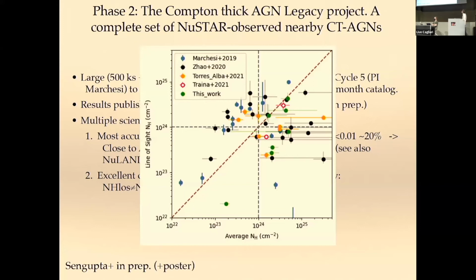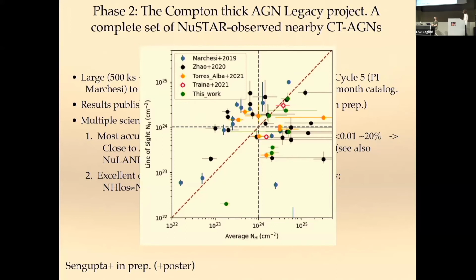On the y-axis, you see the line of sight column density. On the x-axis, you see the average torus column density. The one-to-one relation is plotted as a red dashed line. This is a plot originally from the Torres-Alba 21 paper and has been now updated in Sengupta et al.